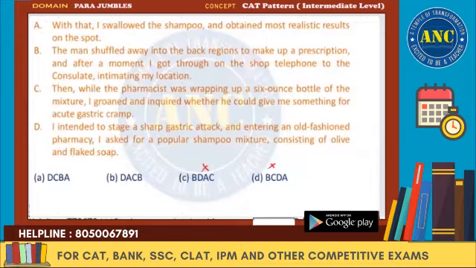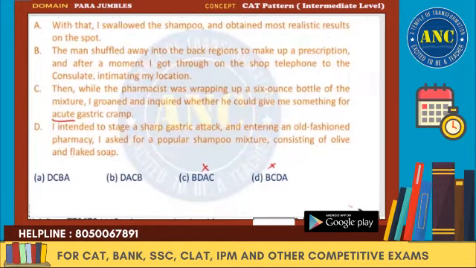So let's look at C. "Then, while the pharmacist..." The pharmacist is someone who will be in the pharmacy, so that's alright. It's a good logical way of continuing. "Then, while the pharmacist was wrapping up a 6-ounce bottle of the mixture, I groaned and inquired whether he could give me something for acute gastric cramp." Acute is severe. "The man shuffled away into the back regions." Which man are we talking about? The pharmacist. Now we know that we're talking about the pharmacist after C.